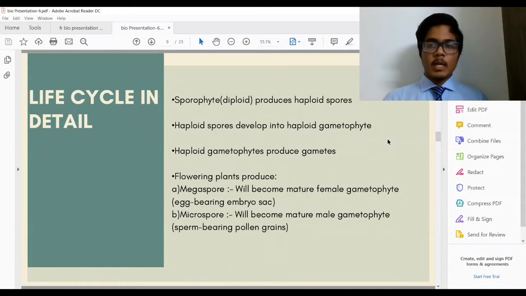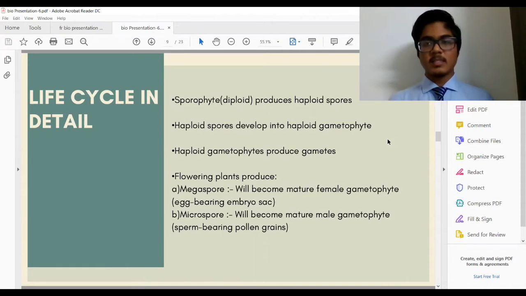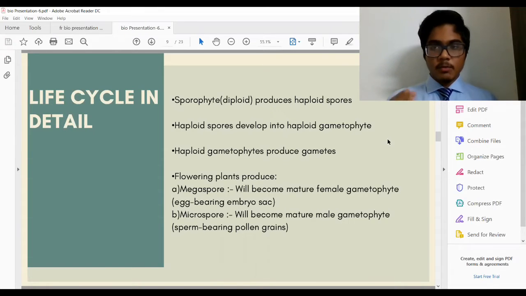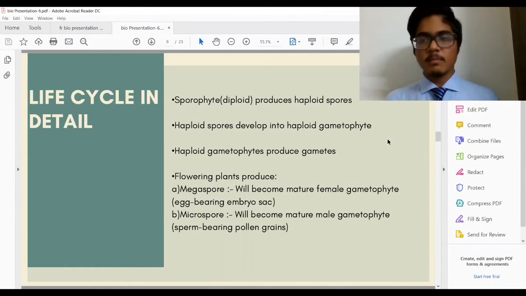So today I'll be explaining about the life cycle of angiosperms, also called flowering plants, in detail. But before I start with my presentation, I would like to give a small piece of information that our group will be preparing a set of questions which could also be used as your notes in your future for studying this particular subtopic. So let's start.